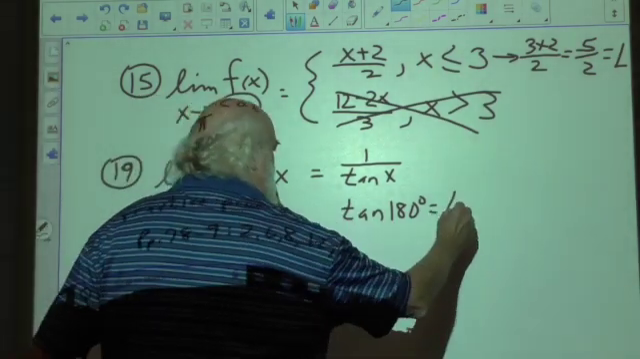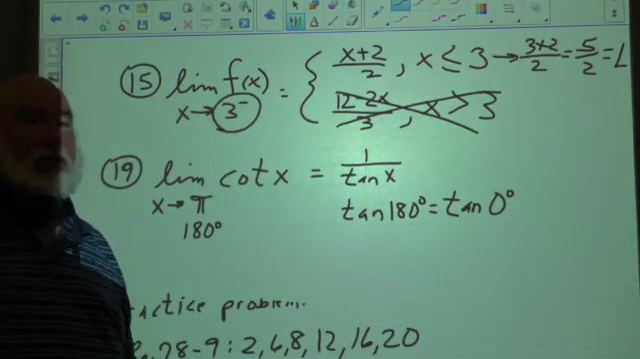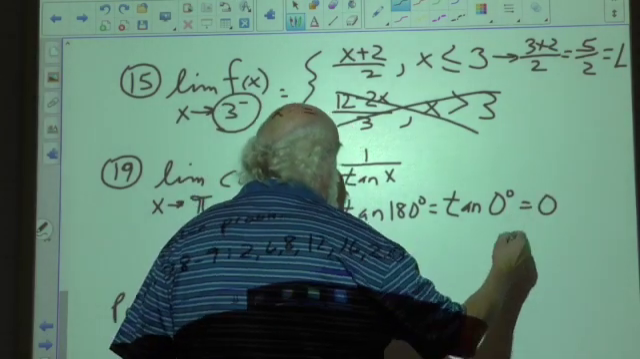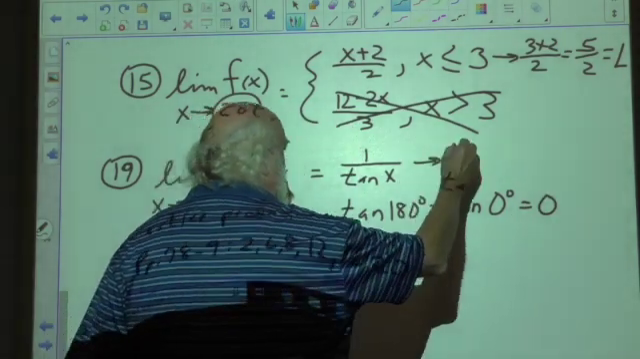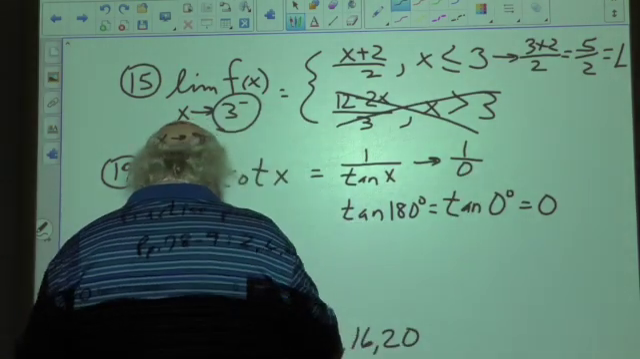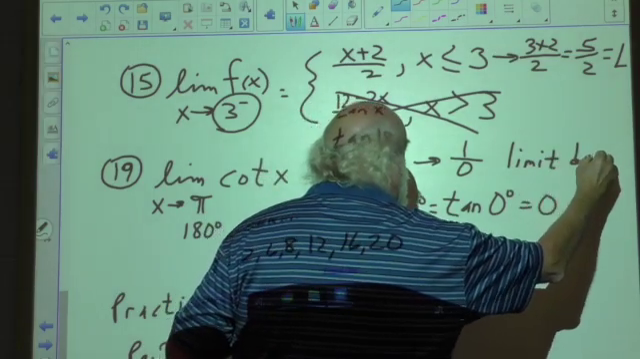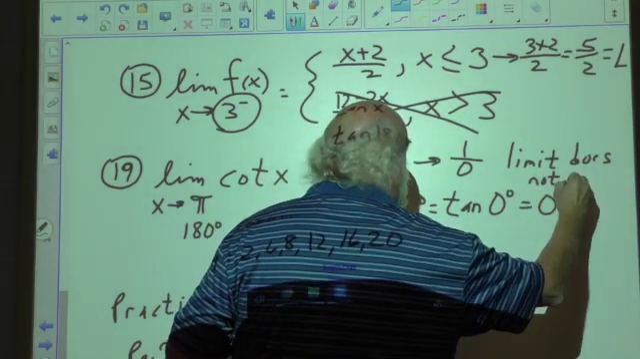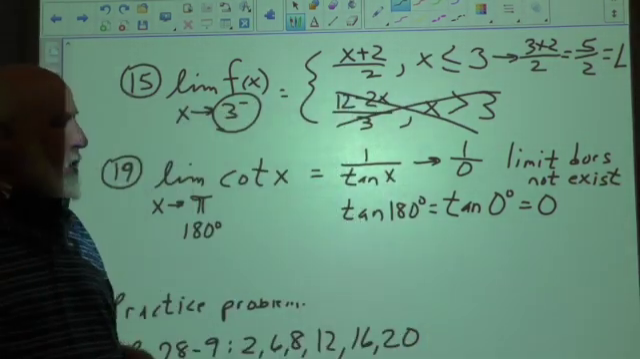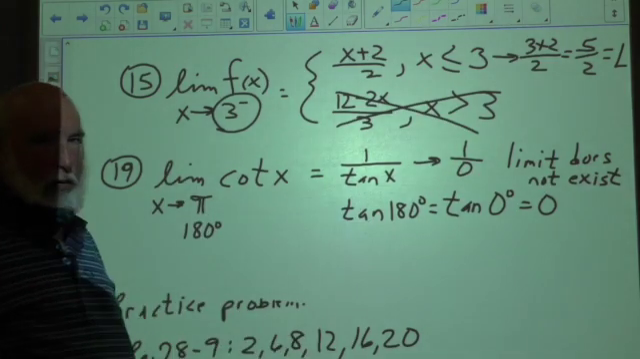So that means that's going to be the same as the tangent of 0 degrees. But what is the tangent of 0 degrees? It is 0. And so now this becomes 1 over 0, which is undefined. So we say that this limit does not exist. There's no way that we can render this removable. It is what it is, no options, and that's all there is to that.